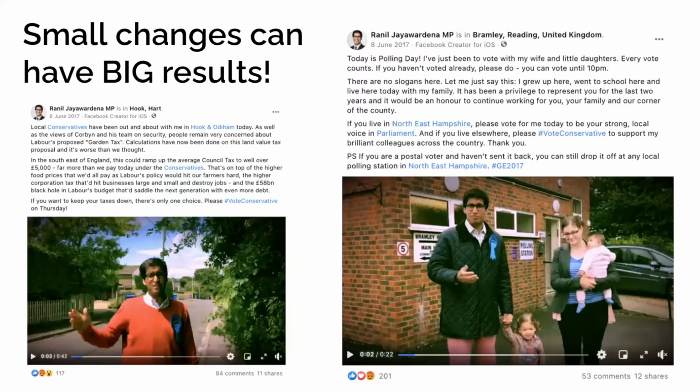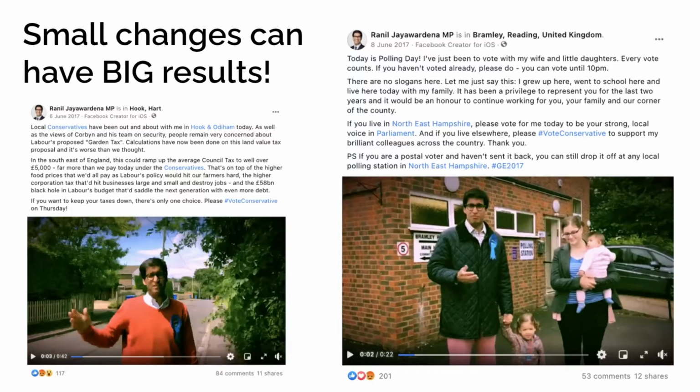On the left-hand side, you'll see one of his traditional video ads that he used on Facebook and Instagram. As many of you who have worked with elected officials will know, they like the headshot where they talk to camera and explain very clearly why their policies, their ideas are worth listening to. One of the things we noticed when we were working with Ranil was that whenever he put his wife and his kids in the shot, more people responded to his ad.